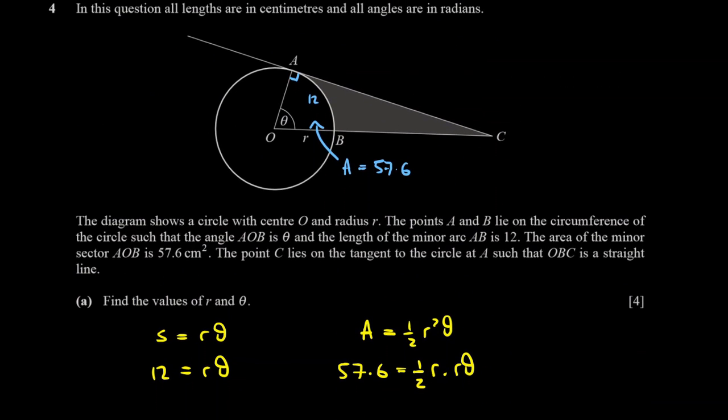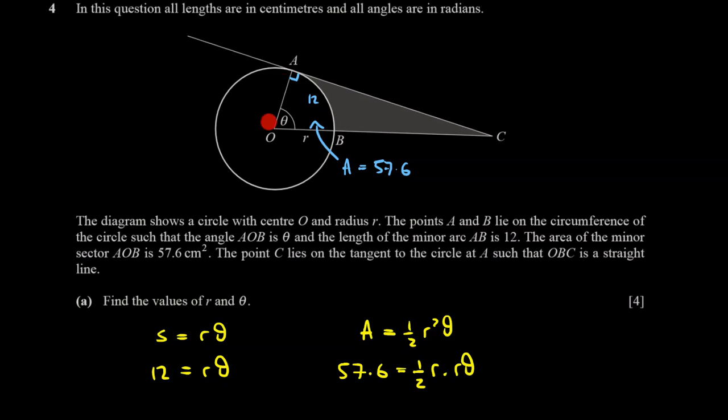Well, the area of the shaded region is the difference between the area of this triangle and the area of the sector. Now, we already know the area of the sector. That's the 57.6. So really the question is, can we find the area of this triangle? The formula for the area of a triangle is a half base times height. So if this length here, AC, is our base, and this length here is our height, then we should be able to find the area of the triangle.